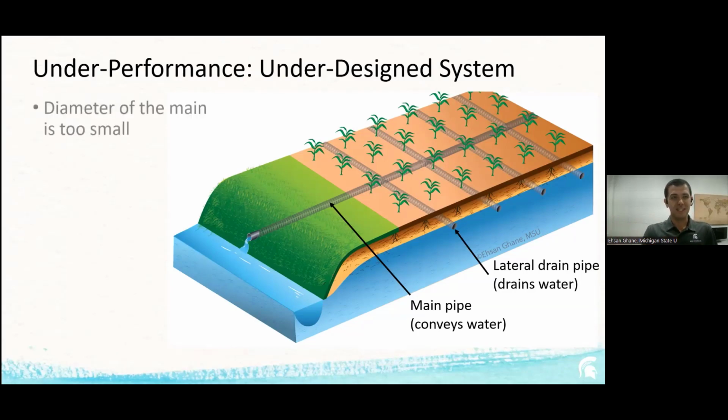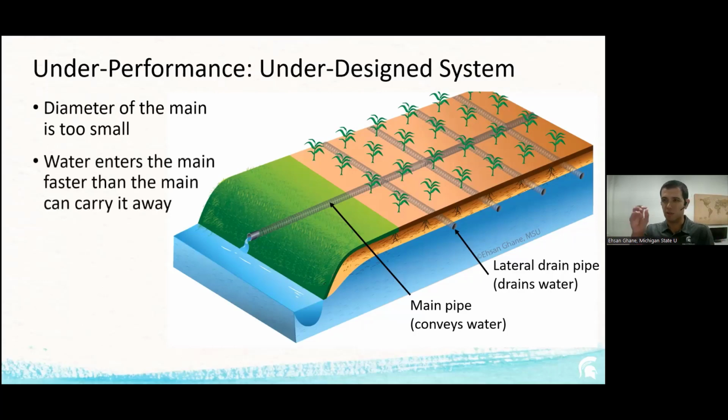So one under-design problem is that the diameter of the main is too small, and that's done during the design process. When the diameter of that main that is moving water away is too small, what happens? You have a bottleneck. Water enters the pipe faster than the main can carry away. So you could have spent $500,000 or $1 million on narrowing your lateral spacing in half, going to maybe 10 or 15 feet. But if that main size hasn't been evaluated, you may be getting the same performance as you got with 30 feet spacing. So that's very big. I have seen these under-design issues, I have experienced it, I've heard about it.